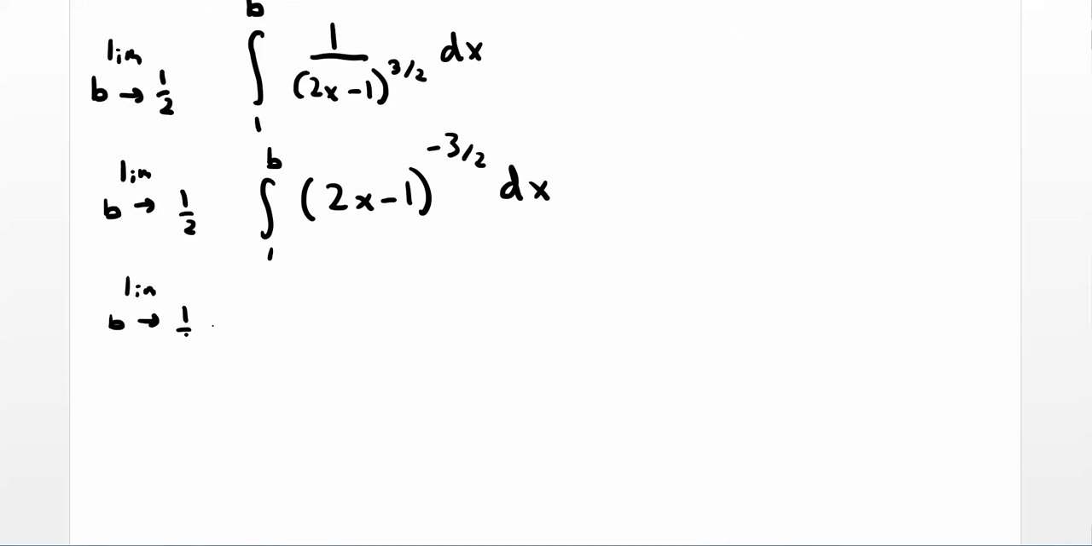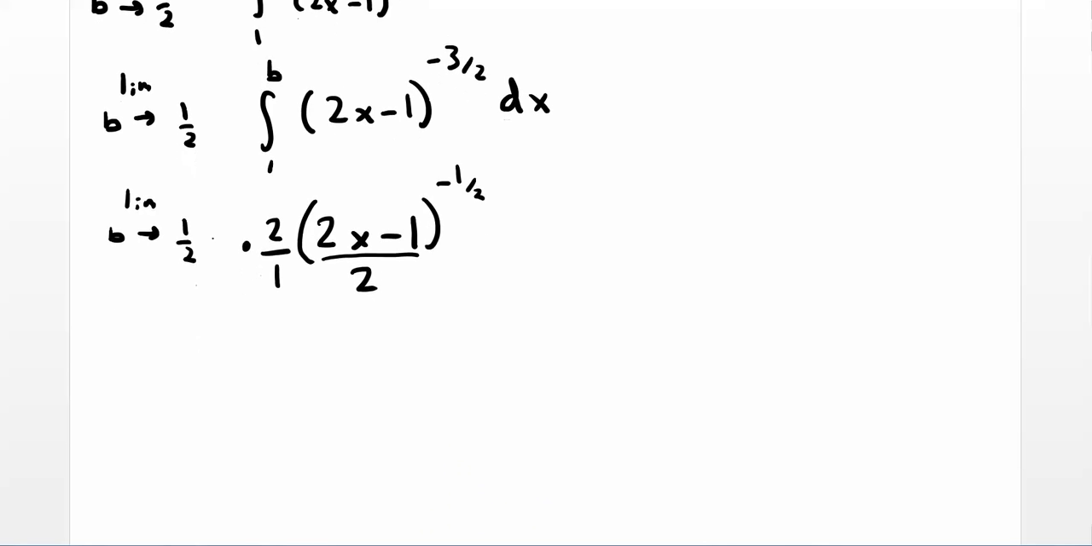What I can instead do is integrate this using my regular power rule, add 1 to the exponent, and divide by that. 2x minus 1, add 1 to the exponent, so you get negative 1/2. And we're going to divide by negative 1/2, which is the same as multiplying by negative 2 over 1. And then because you have a linear function on the inside, you're going to divide by 2. And this is our antiderivative.